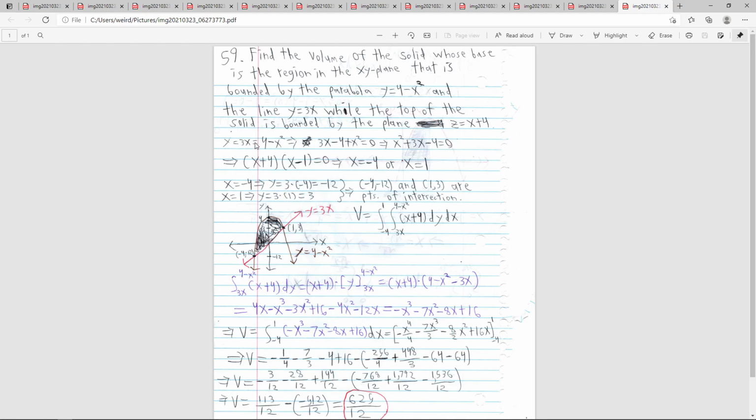So you set 3x equal to 4 minus x squared. 3x minus 4 plus x squared equals 0, so it's x squared plus 3x minus 4 equals 0. And you can solve this without the quadratic formula. It's x plus 4 times x minus 1 is what it's equivalent to, equals 0. So x equals negative 4, x equals 1.